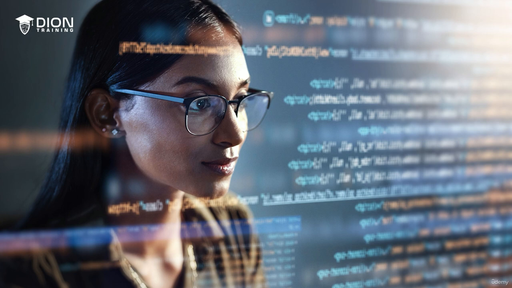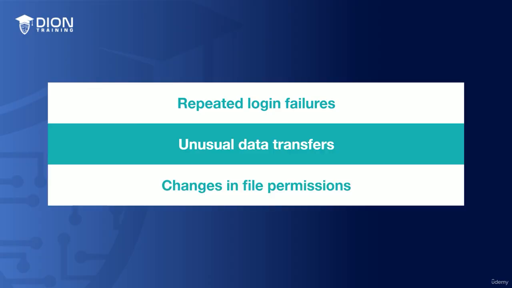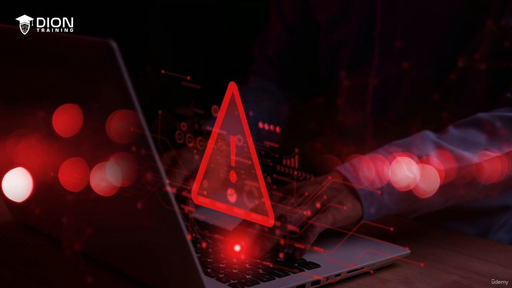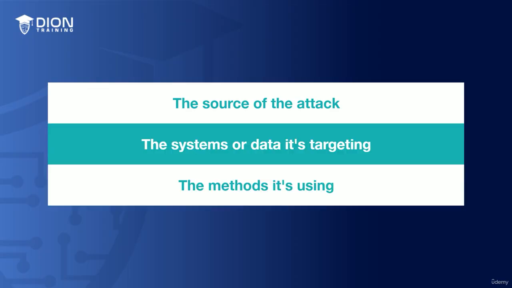The SIEM can then correlate and analyze this data to identify patterns that might indicate a security threat, such as repeated login failures, unusual data transfers, or changes in file permissions. If the SIEM is going to detect a potential security threat, it can then generate an alert for the security team to come and investigate it. This can also provide us additional detailed information about the threat, such as the source of the attack, the systems or data it's targeting, and the methods it's using to be able to help our security team respond more quickly and more effectively.